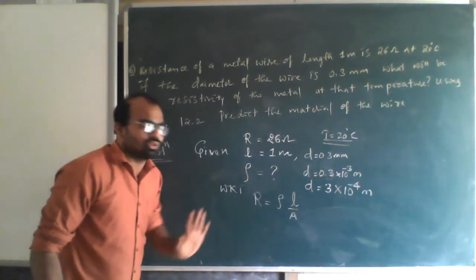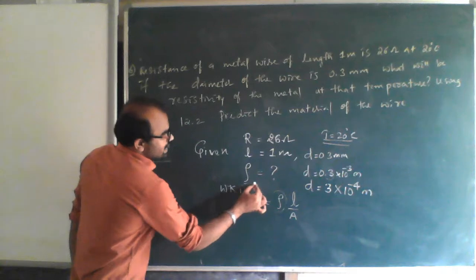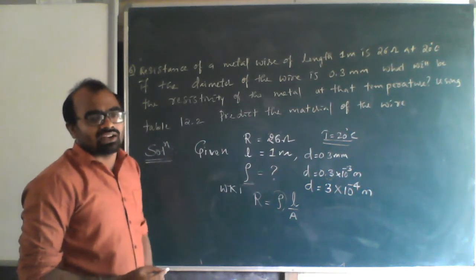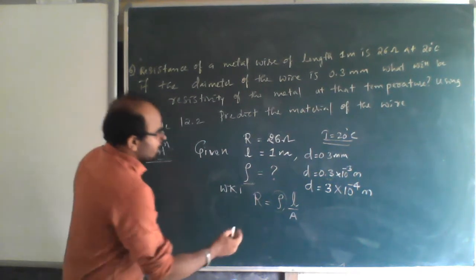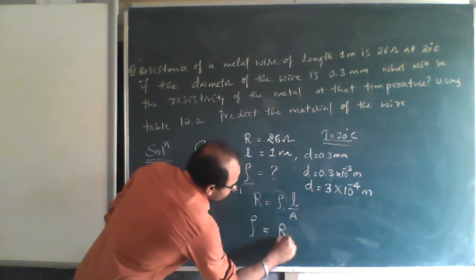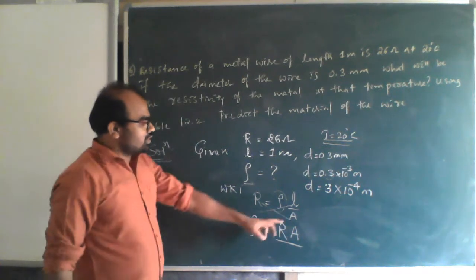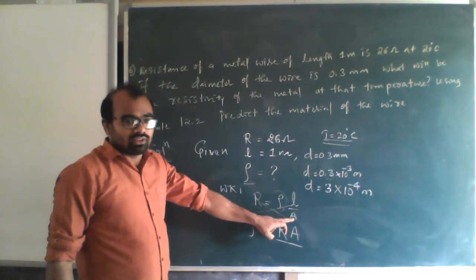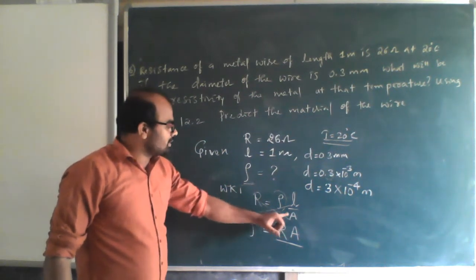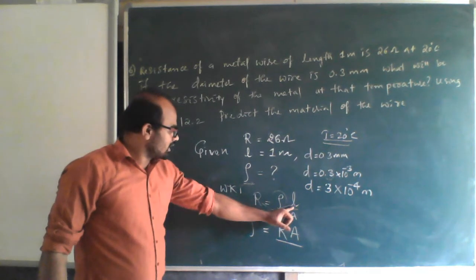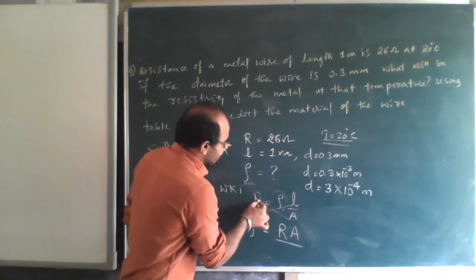So R is equal to rho into L by A. But I want rho because rho is asked here. Rho is resistivity, or you can call it specific resistance. So rho equals R into A by L. A will come this side and L will come this side. A is in the denominator on the right-hand side, so when it comes this side, it will come in the numerator. L will come in the denominator. So rho equals RA by L.